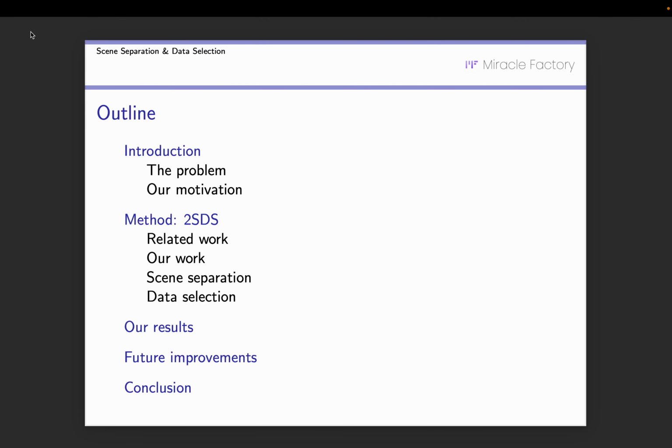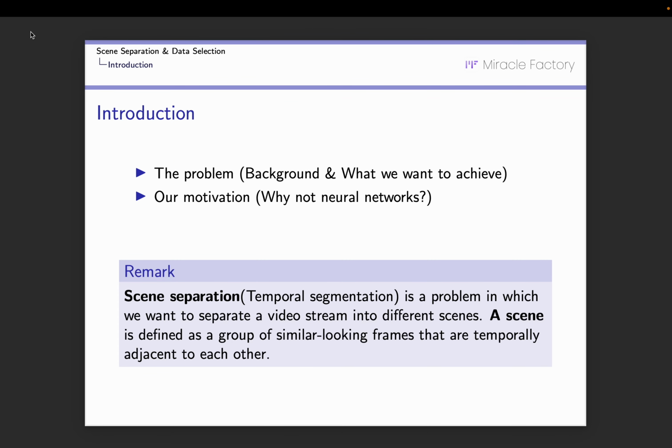So this is a quick peek at what we're going to talk about today, and let's start with the introduction. There are two parts in the introduction. First, we'd like to introduce the problem, which includes the background and what we want to achieve. And the second part, we're going to talk about our motivation, more specifically why we don't want to use a neural network.